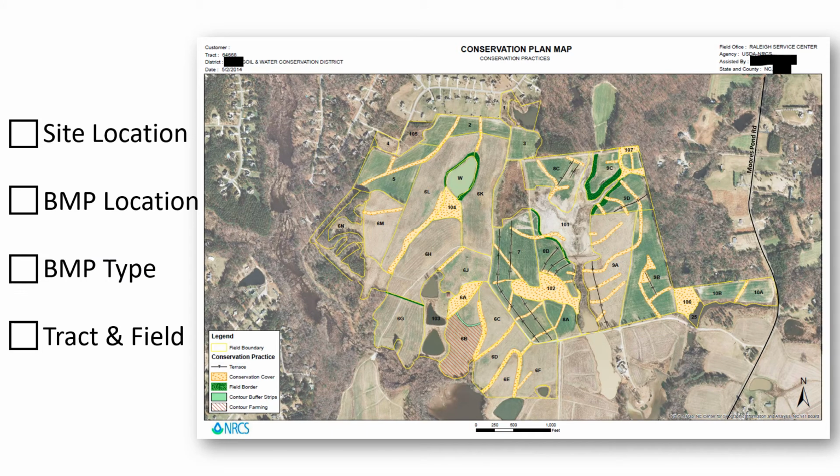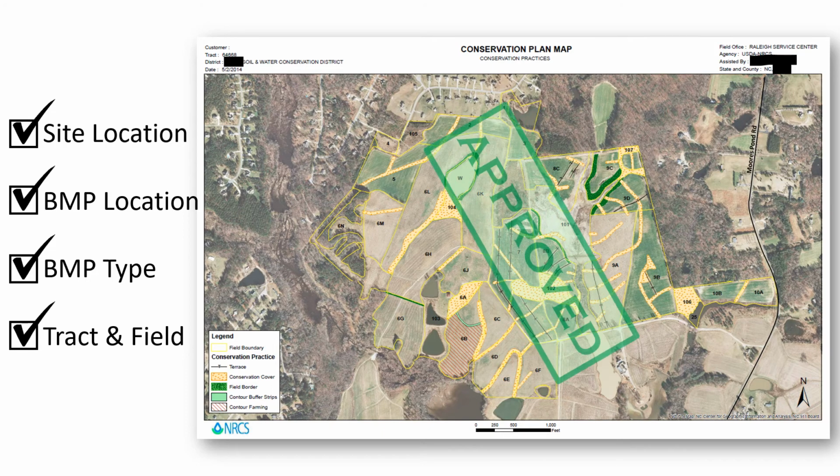And now for some examples. For this map, you can see that the site location, as well as the contacts, is indicated by the road labels. The BMP locations and type are clearly marked, thanks to the legend, and the tract and field numbers are also indicated. Additionally, you can see that this map has a title, a directional arrow, and scale for ease of understanding. This map would allow the contract to be approved.